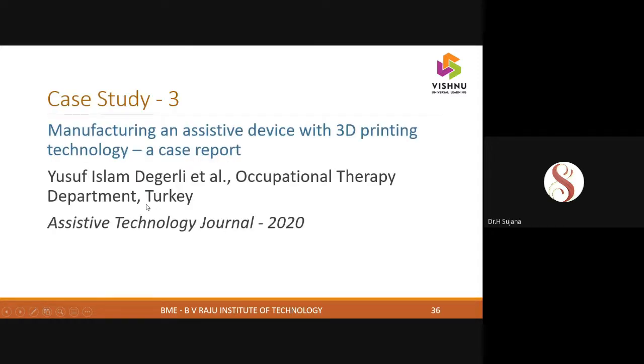And case 3 was done by the Occupational Therapy Department, Turkey. If you just look at the researchers, you can see how interdisciplinary rehabilitation engineering is. We have seen the Department of Design, and here occupational therapists are coming into the picture. So they wanted to make an assistive device using a 3D printer.